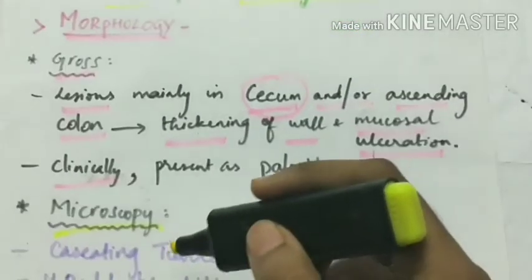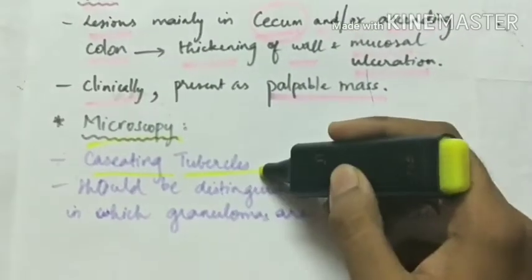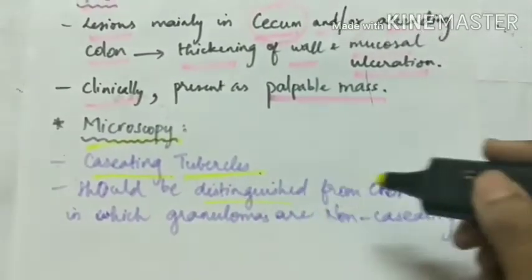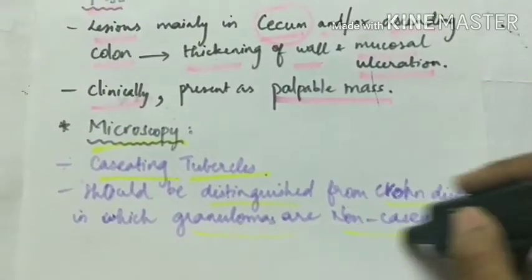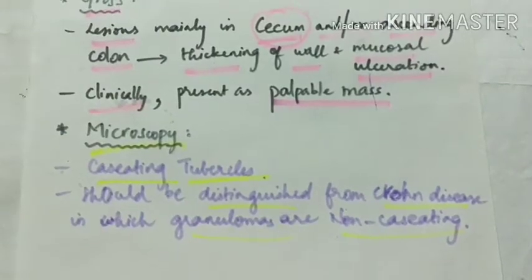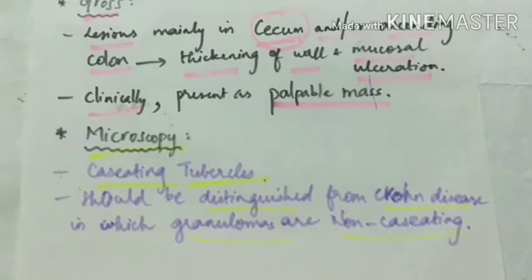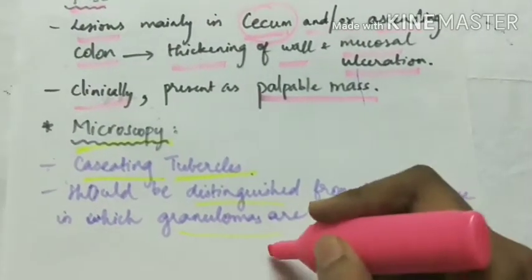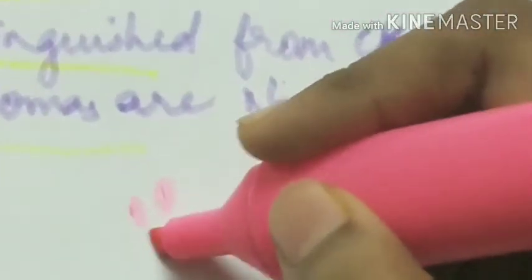Microscopy of hyperplastic cecal tuberculosis. There is presence of caseating tubercles, and they should be distinguished from Crohn's disease, in which the granulomas are non-caseating. So in Crohn's disease, there are non-caseating granulomas, whereas in hyperplastic cecal tuberculosis, there are caseating granulomas. This is all about the pathology of intestinal tuberculosis. Thank you.